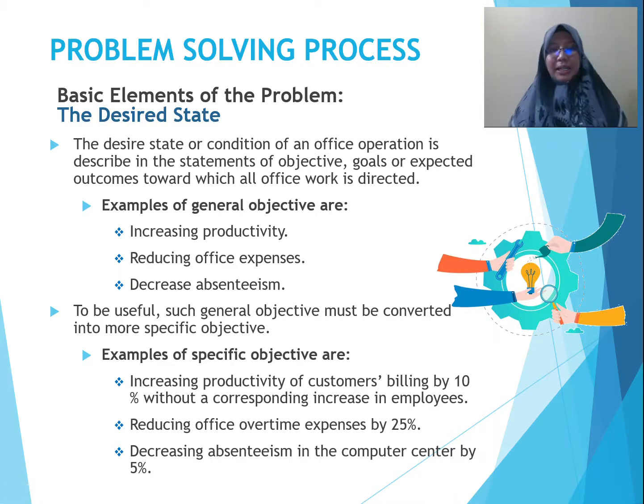For increased productivity, an example is increasing productivity of customer billing by 10% without a corresponding increase in employees. Number 2, you are going to reduce the office expenses, so reducing office overtime expenses by 25%. And lastly, you want to decrease absenteeism, so you are going to decrease absenteeism in the computer center by 5%. So this is what we call the example of general and specific objectives for the desired state.